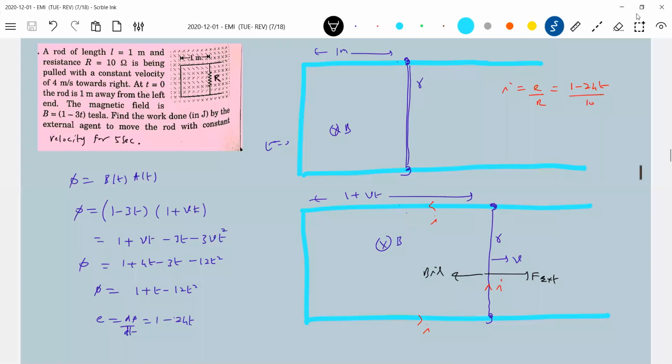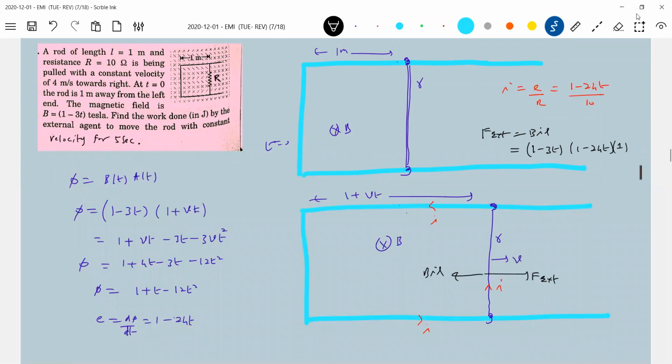So we have to get this work done. How to get the work done? Let's calculate the external force first. What is the external force I should apply? Equal to BIL. B is a function of time, 1 minus 3t. Expression for current, 1 minus 24t. Length of the rod is 1 meter.